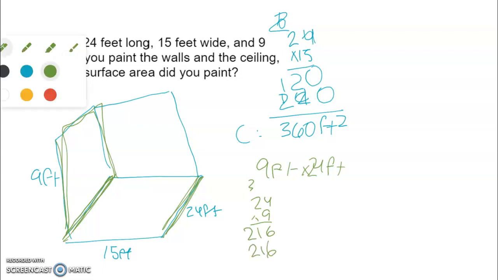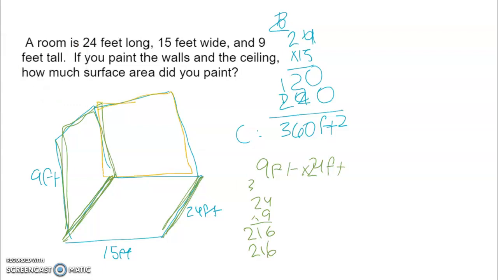And then lastly, we're going to go to the other side wall, which is over here. And that one isn't labeled, but we know that this dimension is the same as this one. So that's going to be 9 feet. And then we know that this is going to be the same as this, so that's going to be 15 feet. So we have 15 feet times 9 feet. That's going to get us 5 times 9 is 45. 9 times 1 is 9, plus the 4 is 135. But again, we're going to have 2 of those walls.